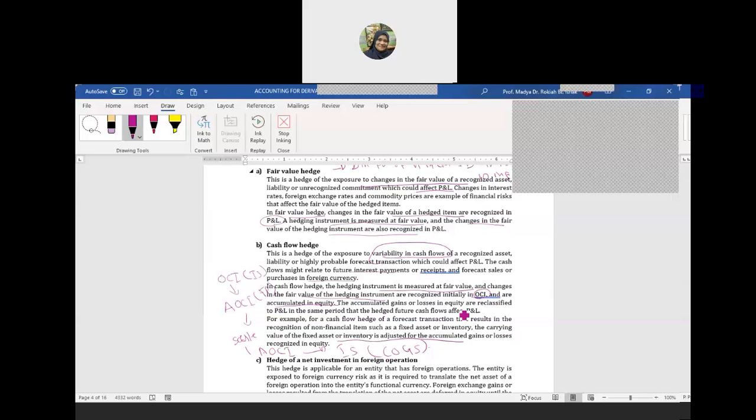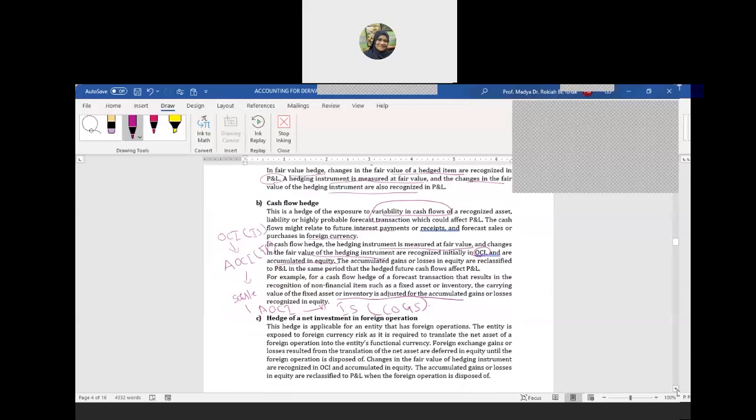Here is the hedge of net investments in foreign operations. This hedging is related to an entity that has a foreign operation, which means that we have a branch outside the country. Let's say you are a Malaysian company, but you have a branch outside Malaysia.